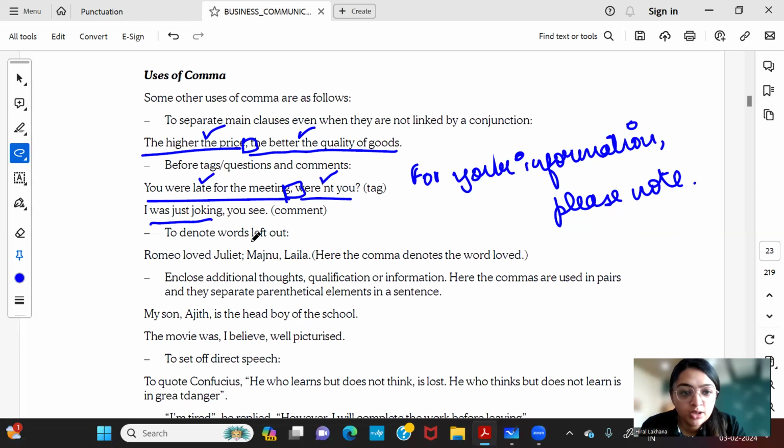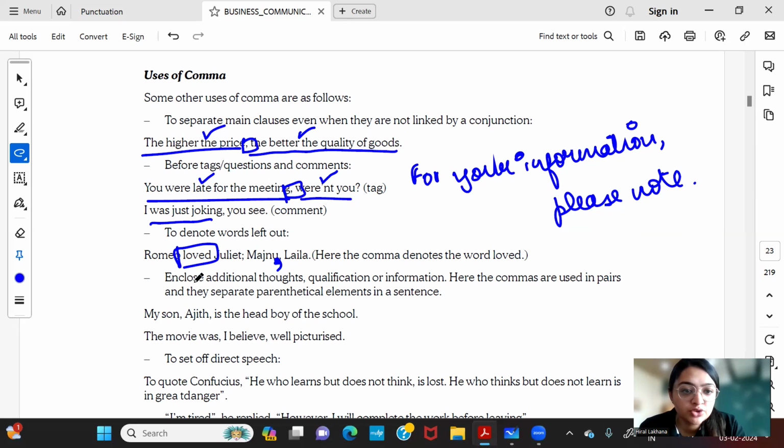Yes. So to denote words left out. Romeo loved Juliet, Majnu Leila. Here it means that instead of using the word loved again, we have used the punctuation mark comma. So the sentence could be read as follows: Romeo loved Juliet, Majnu loved Leila. Instead of using the word loved twice in the same sentence, we have used a comma here.